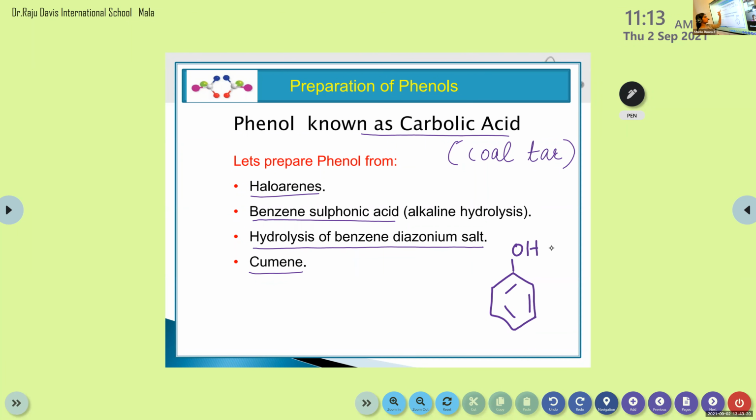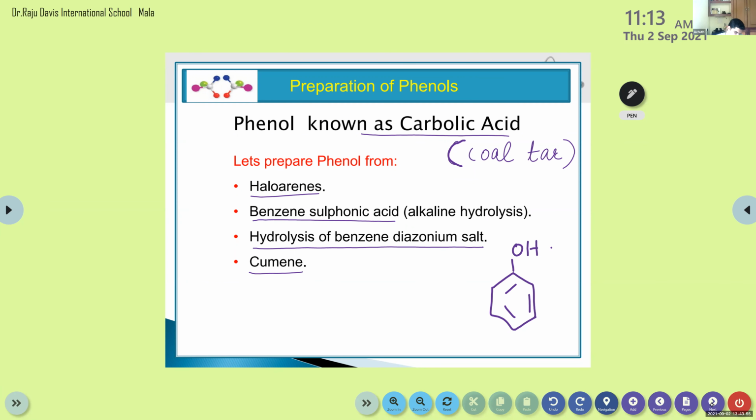So this phenol is also known as carbolic acid. It can be prepared from coal tar in ancient days. And nowadays we prepare phenol from 4 synthetic compounds. First one is haloarene. Second one is benzene sulfonic acid. Third one, hydrolysis of benzene diazonium salt. And the fourth method from cumene. Okay. Shall I move to next slide? Children, have you completed? Yes, ma'am.